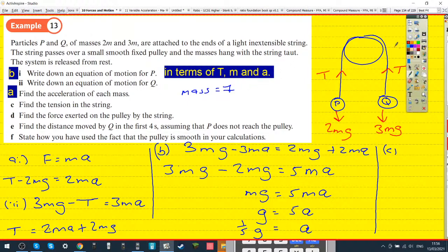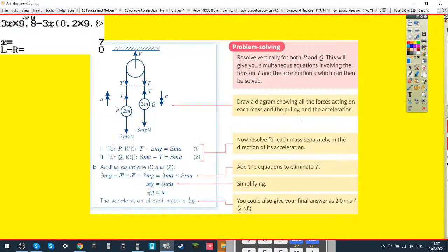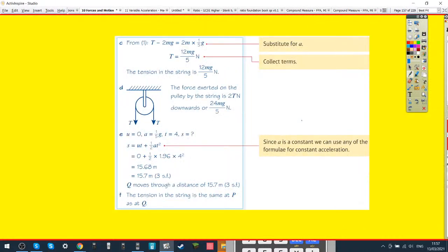I think overall they're kind of pulling down on the pulley itself. So you do 2mg plus 3mg, which is 2 times 7 times 9.8 plus 3 times 7 times 9.8. So I think it's just 14g plus 21g, so it's 35g. That'll be close to 350, I think. Let me just take a look.